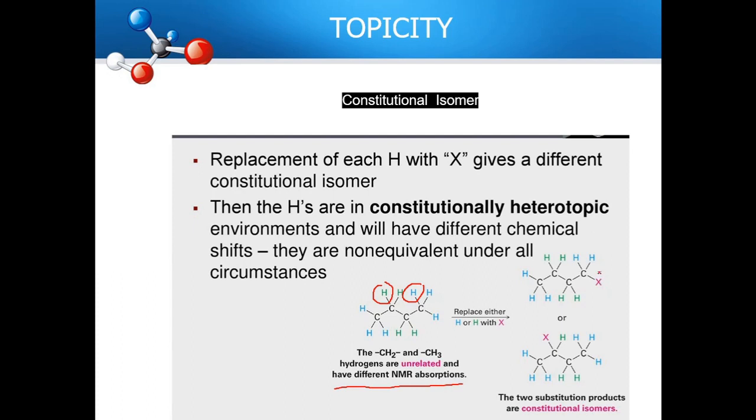So we have studied in our lower class what a constitutional isomer is. When the ligand is attached to different carbon atoms, say something like 1-chlorobutane and 2-chlorobutane, they are called constitutional isomers. In such cases, we identify the hydrogens as constitutionally heterotopic.